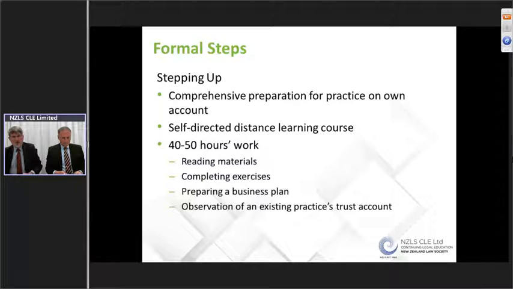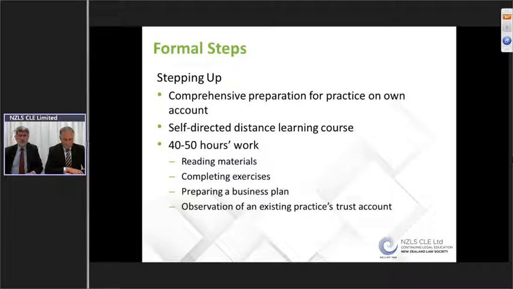So the first of those steps is the Stepping Up course, which is a comprehensive preparation for practice on your own account. As I said a little earlier, not only is it a requirement for you to complete that, but it is an extremely valuable resource. It deals with a large range of the things that you're likely to encounter in the course of practice on own account, and it gives you a lot of tools that you can use later on in your practice, firstly in setting up, but then in continuing your practice. It's a self-directed distance learning course, which means you don't have to come into a separate place to do the course, although there is a 2.5 day workshop at the end of it.